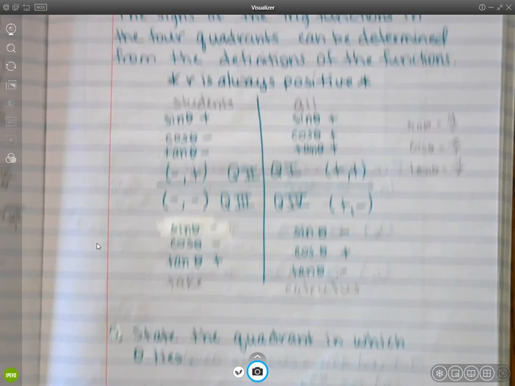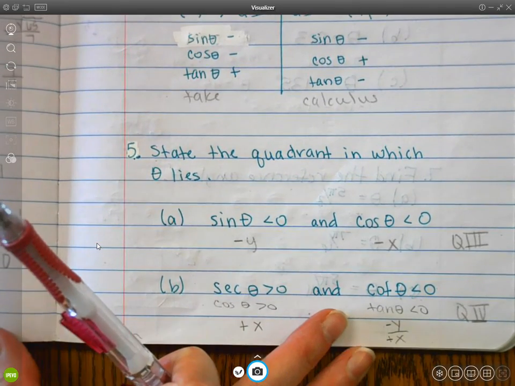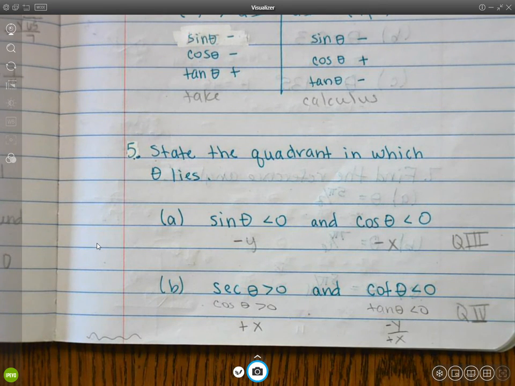Okay, so number 5 says state the quadrant in which theta lies, and they're just going to give you some information about theta.